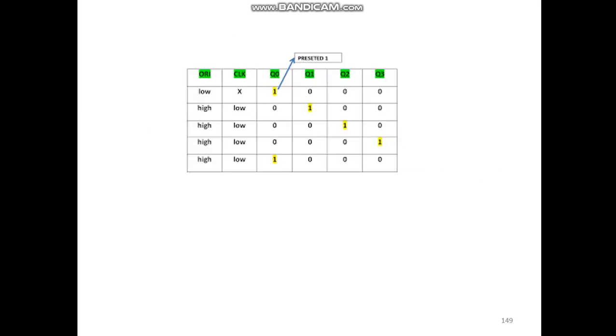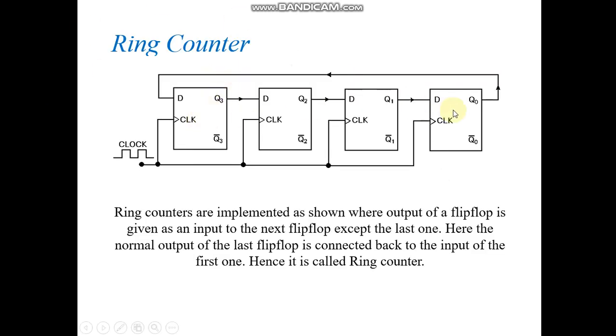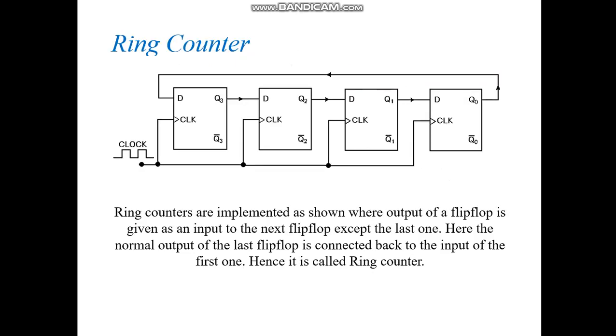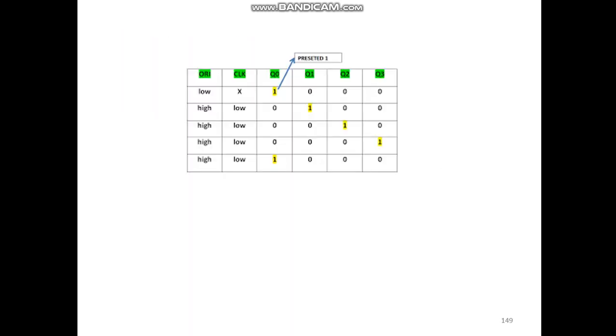This is the truth table for the ring counter. First we preset Q0 to 1. After the first clock pulse it is given to the next flip-flop. After the next clock pulse it goes to Q2, then Q1, and finally it comes back to Q0. With every clock pulse, the output is connected back to the input, and this same pattern keeps rotating for all the executions of the ring counter.